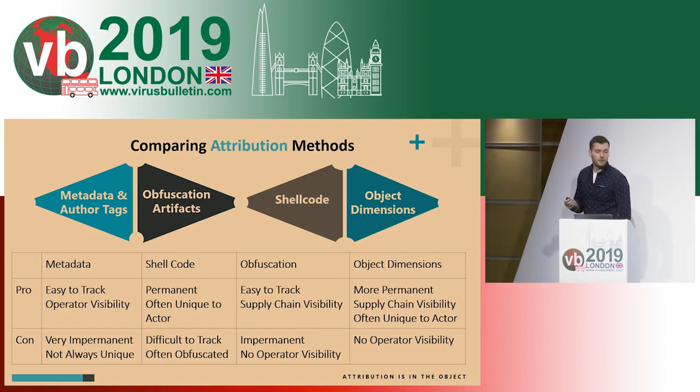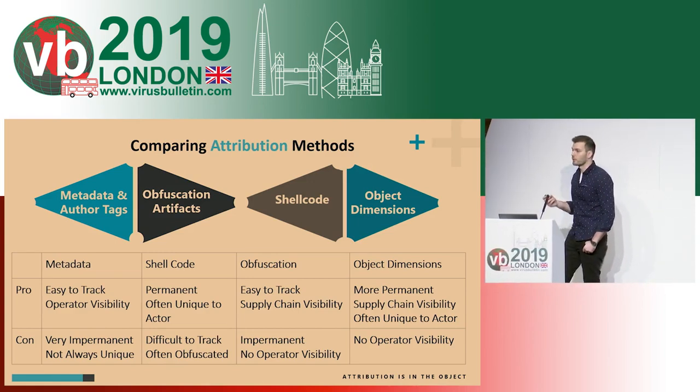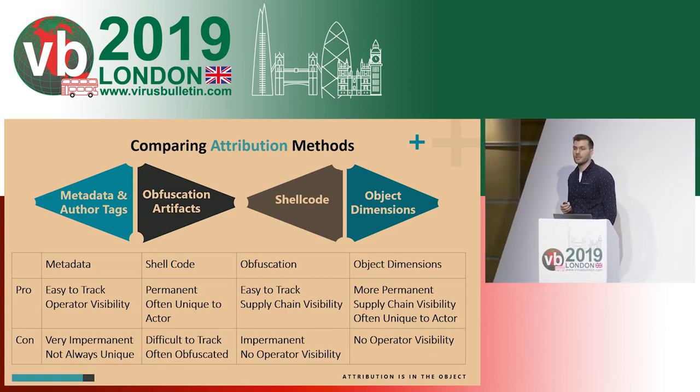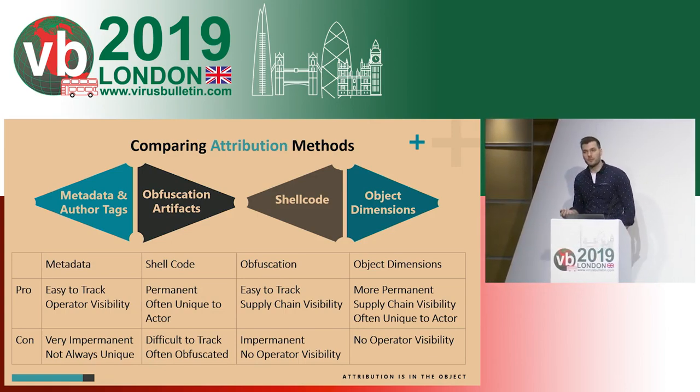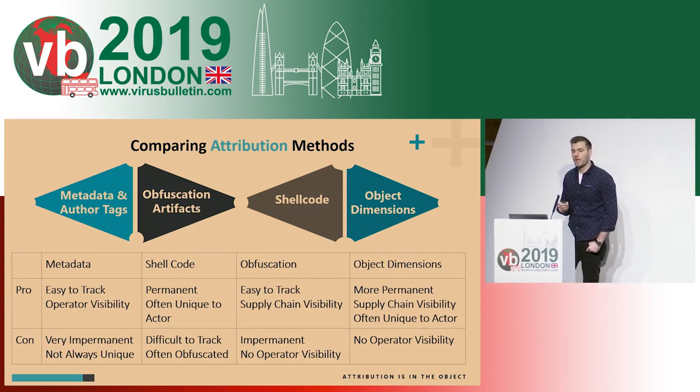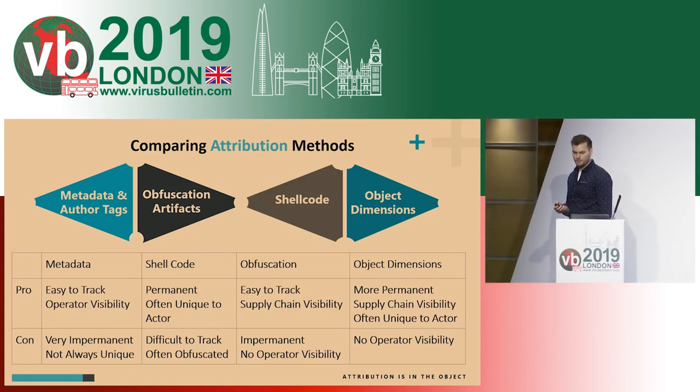And then finally, the object dimensions we believe to be very, very efficient. They are more permanent than either metadata or obfuscation. They provide the same supply chain visibility as obfuscation, and they can often be very unique to an actor.